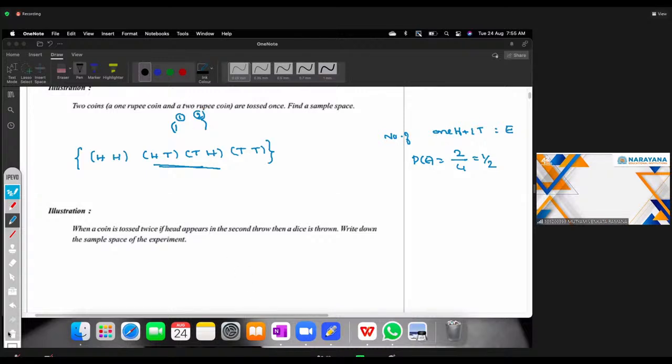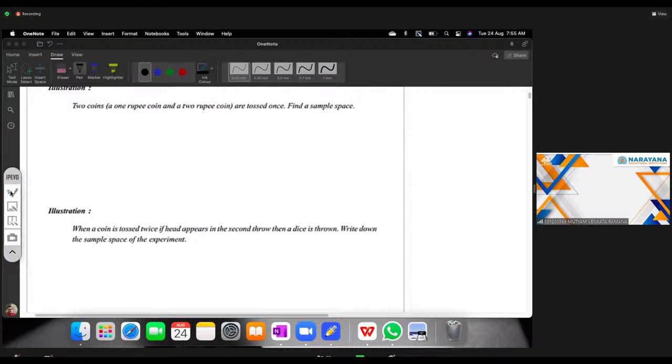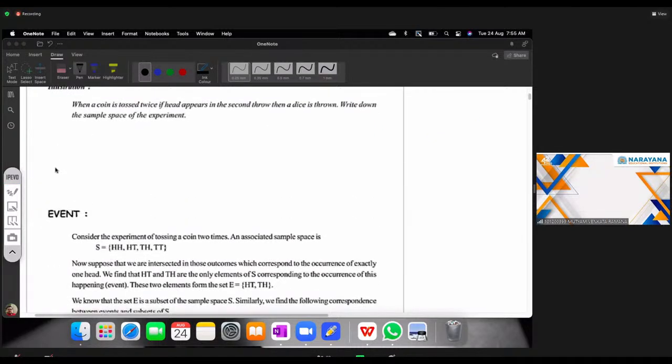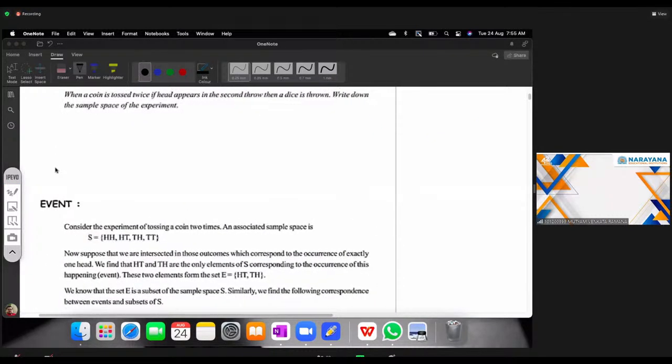Now, look at here. When a coin is tossed twice, and if head appears in the second throw, then the dice is thrown. Write down the sample space. So you need to write it carefully. A coin is tossed twice. If the head appears in the second throw.